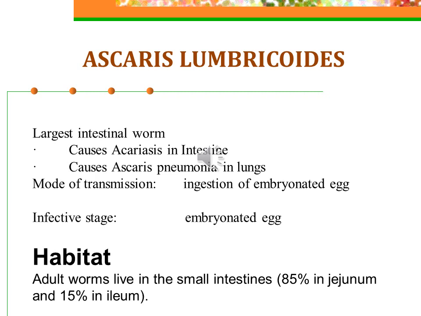The Ascaris lumbricoides or roundworm is the largest nematode parasite in the human intestine, so its habitat is the small intestine. 85% live in jejunum and 15% in ileum. The disease is Ascariasis, and the mode of transmission, as we said before, is by ingestion of embryonated egg. The infective stage is the embryonated egg.